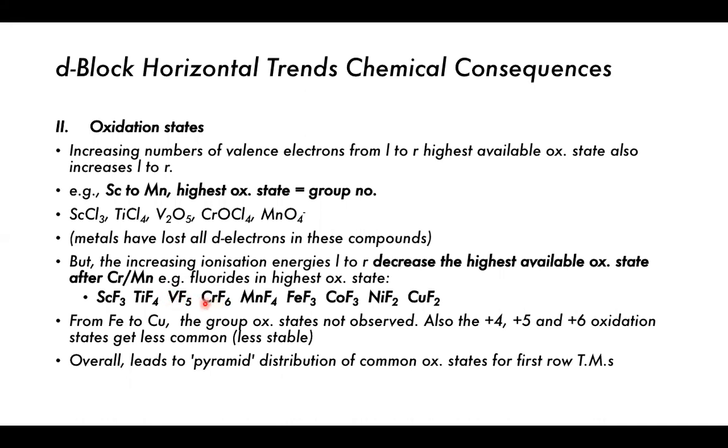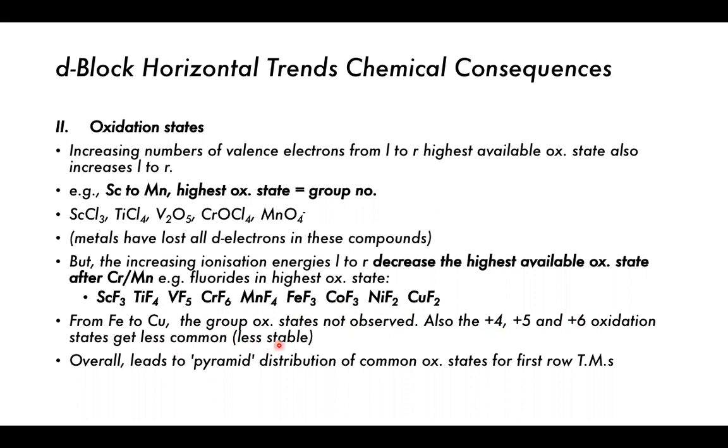Chromium fluoride is +6. Manganese fluoride is +4. Iron fluoride +3. Cobalt fluoride +3. Nickel fluoride +2. And copper fluoride +2. So from iron to copper, the group oxidation states are not observed. Also, the +4, +5, +6 oxidation states get less common, i.e.